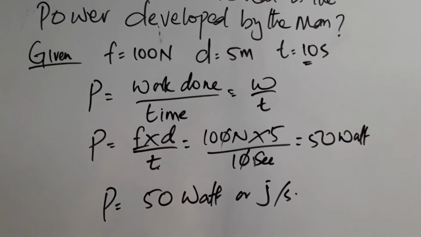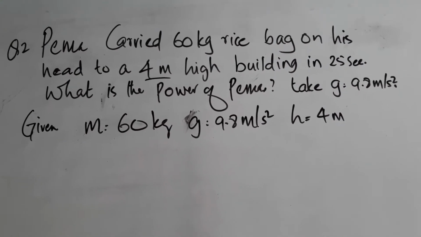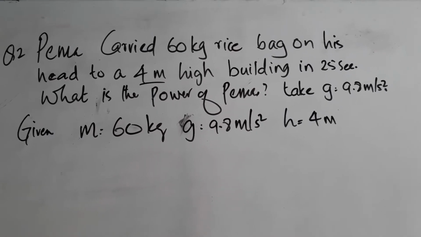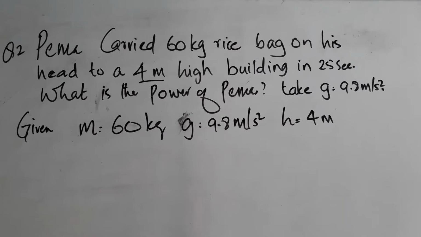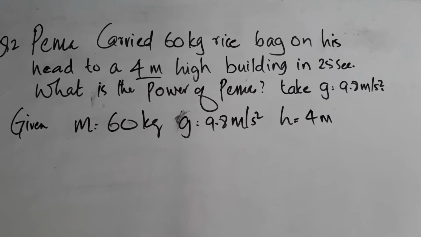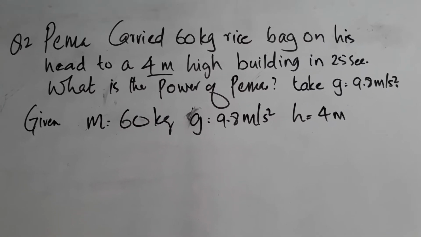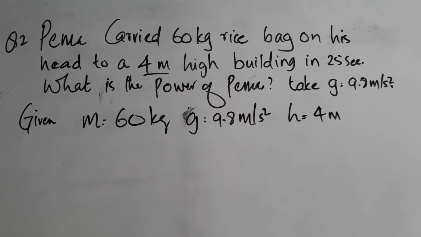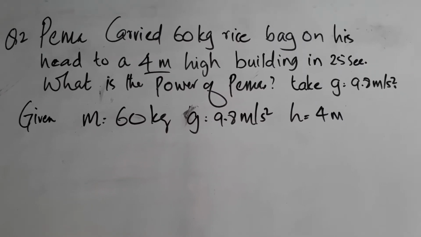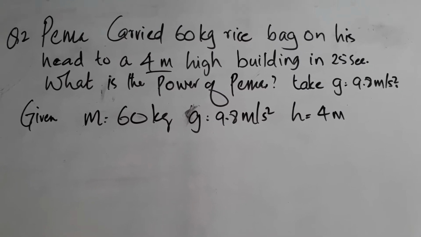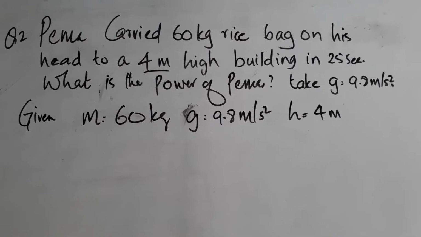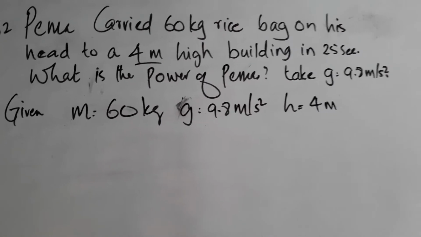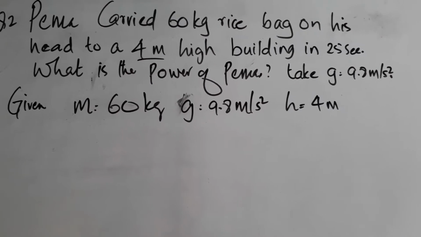Now let's go to the second example. The second question says, Pema carried a 60 kg rice bag on his head to a 4 meter high building in 25 seconds. What is the power of Pema? So in this case, work is done against gravity. Now the 4 meter high building here is a distance which we can replace with h, height, instead of writing d. The formula we used earlier, F times d, the formula of work done, becomes mgh here. Then time taken is 25 seconds.